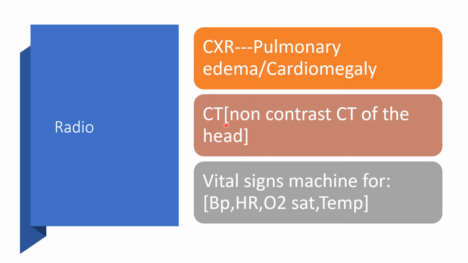And then CT, non-contrast, of the head. So remember, I stated that the central nervous system could be involved. There may be tumor, there may be hypothalamic-pituitary-adrenal axis dysfunction, and so on. Is there any problem going on in the brain? Want to be sure. And of course, vital signs machine for blood pressure, heart rate, O2 sat, and temperature.